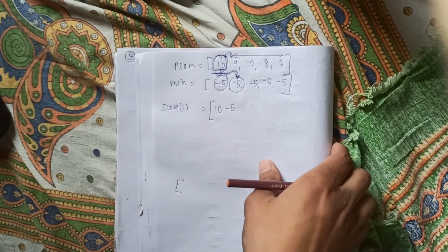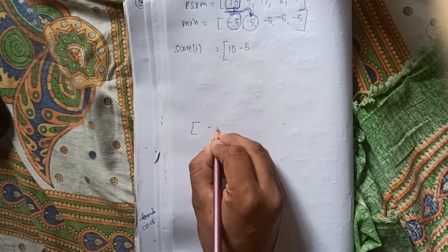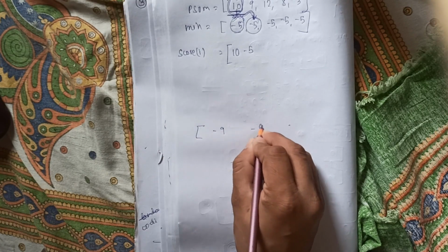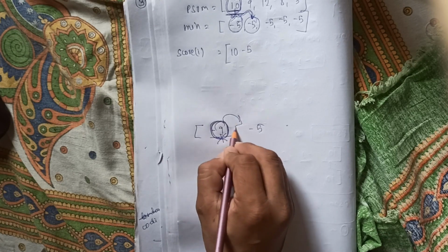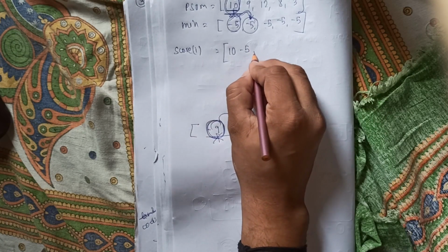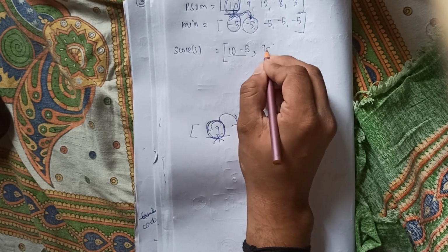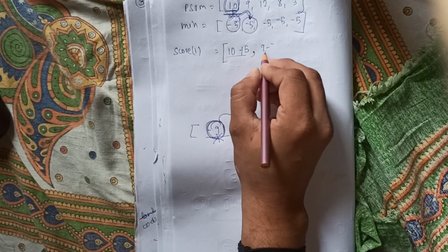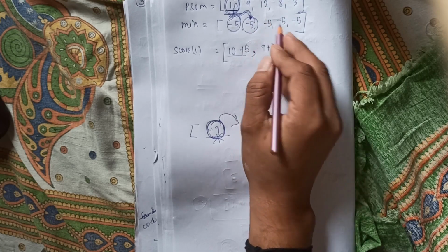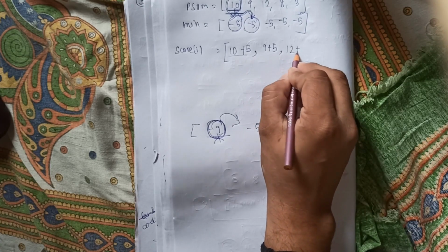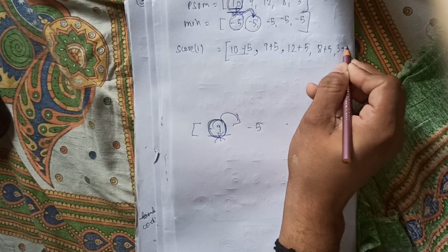Let me take a small example so that you can understand it. Let's say it was -9 over here and -5 over here, so you won't pick this -9. You will pick the element which is after this point. So it will become 10 minus -5, which is +5. 9 minus -5, which will be 9 plus 5. 12 minus -5, so 12 plus 5. 8 minus -5, and 3 minus -5.